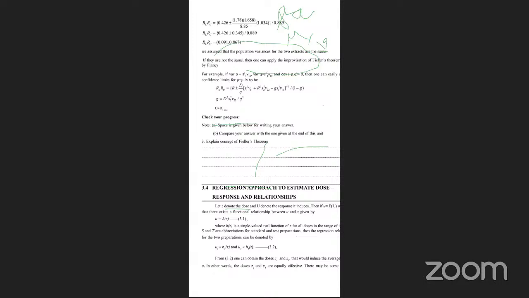For example, if variance of P equals S square V11, variance of Q equals S square V22, and covariance of PQ equals 0, then one can easily obtain the confidence limits for rho equal to mu by V. RL, RU equal to R plus or minus D by Q in bracket S1 square V1 plus R square S2 square V2 minus G S1 square V1, whole power 1 by 2, divided by 1 minus G, where G equals D square S2 square V22 by Q square, where D equals D of 1 minus alpha by 2.